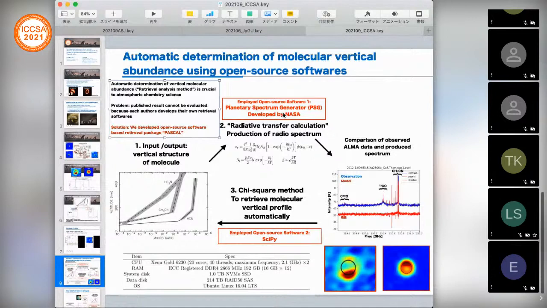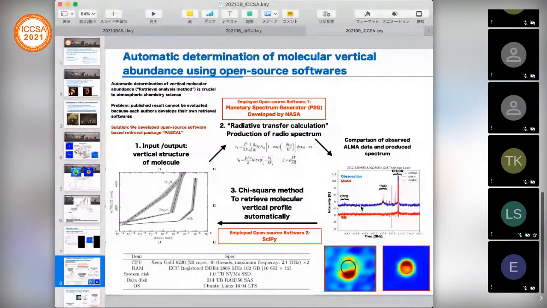And first of all, we used the Planetary Spectrum Generator developed by NASA. And this can be operated by API and local installation using Docker. And using PSG, by inputting the vertical distribution of gases, we can calculate the spectrum of each gas.